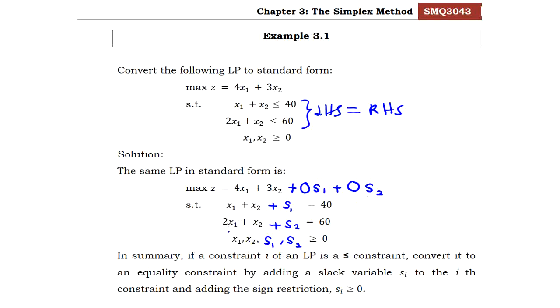Okay, so in summary, if a constraint i of an LP is a less than or equals to constraint, convert it to an equality constraint by adding a slack variable si.